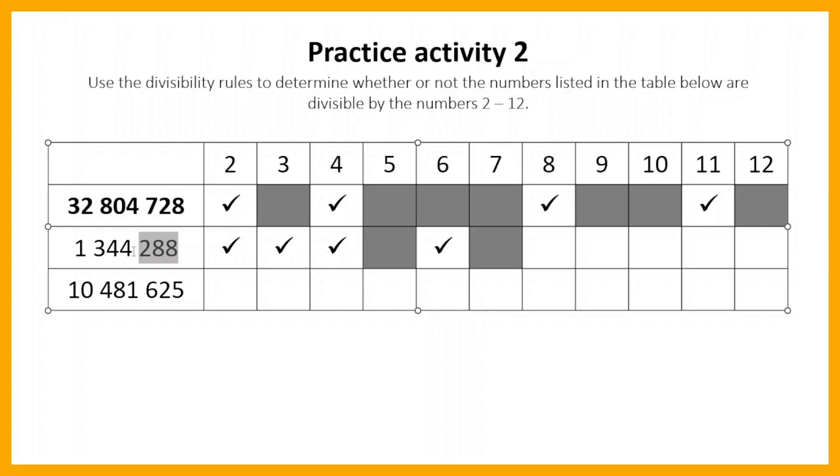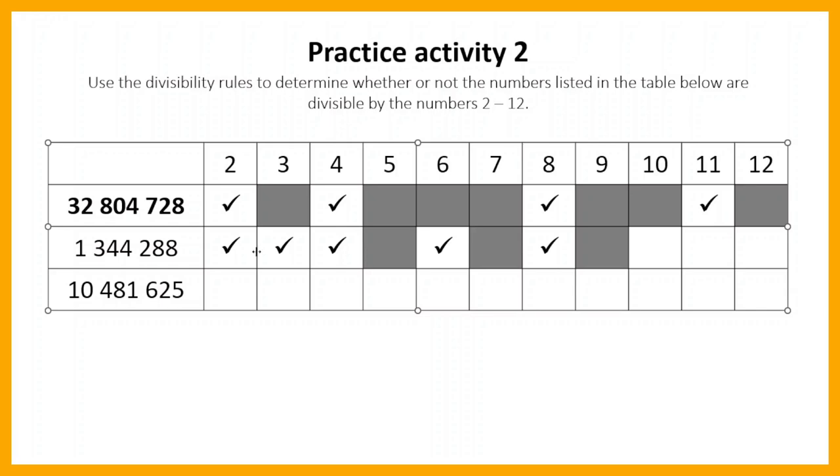The last 3 digits of the number form 288. If I divide 288 by 8, I end up with 36, which means that 8 is a factor because 288 is a multiple of 8. Then for 9, I'm going to again look at the sum of all the digits. Now I already worked it out when I was doing 3, and I found out the sum of all those digits was 30. Now if the sum of all the digits is a multiple of 9, then I know that 9 is a factor. But 30 is not a multiple of 9, so I know that 9 is not a factor.